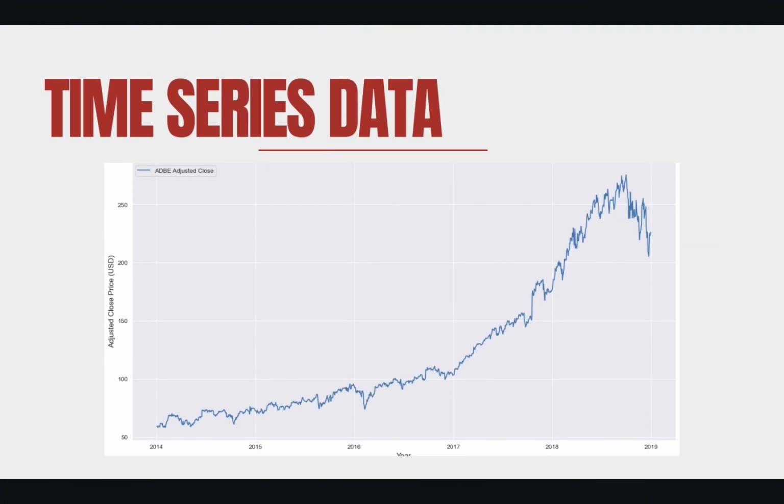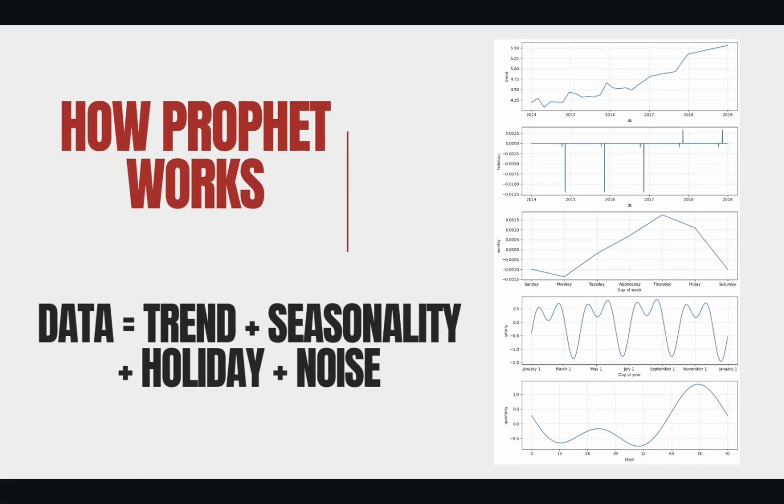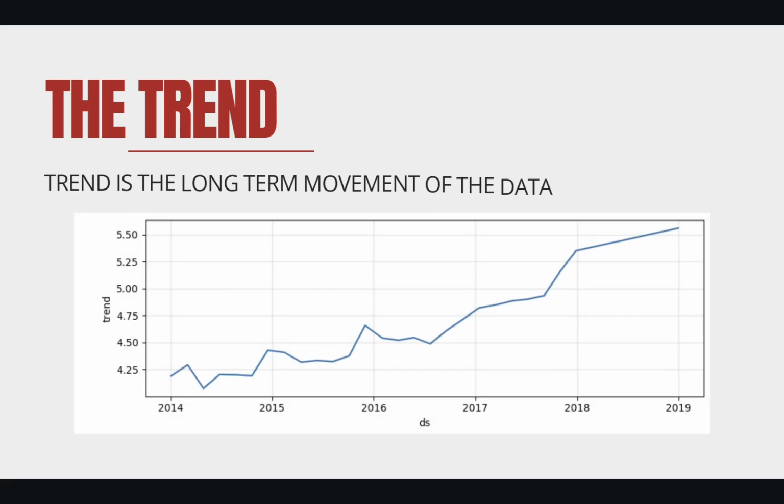For this, let me first show you that this is the time series dataset I used, and this is how Prophet broke it down. This is because at its core, Prophet treats every time series as an additive model. That means it assumes that the overall data pattern is made up of several smaller components that, when added together, explain the full behavior of the series. These components are trend, seasonality, holidays, and noise. Now let's go through them one by one.